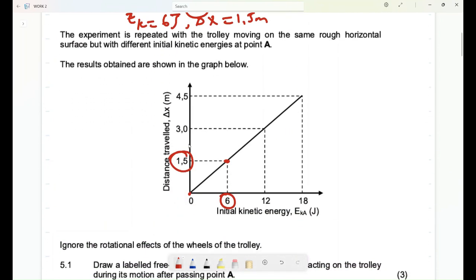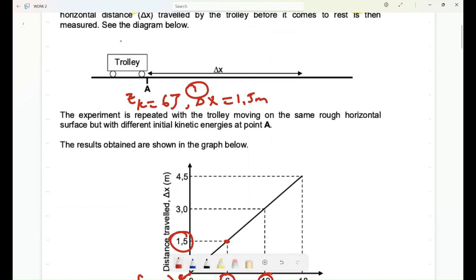On the second try, if it had zero kinetic energy, it traveled no distance. Obvious. If you do not have any kinetic energy, you cannot move. Our second attempt was that it was given an initial kinetic energy of 12 joules. Now, if you are given a kinetic energy of 12 joules, you have more energy to travel a longer distance.